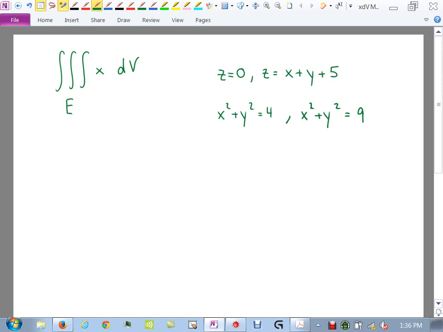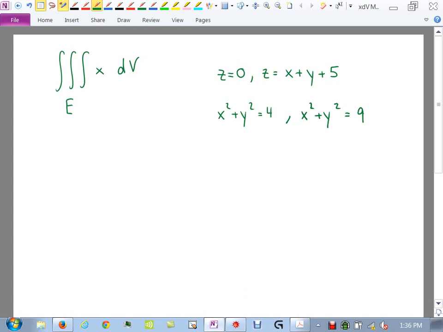Right now, I do not care about the integrand. I don't care about x. I'm trying to figure out what E looks like. So what does z equals 0 look like? It's the xy plane, so that's like the ground, right? What is z equals x plus y plus 5? That's a plane, right? And is it above the xy plane? At the origin, is it above or below? It's above, right? At 0, 0, it's at 5.